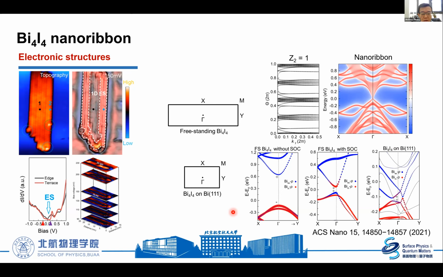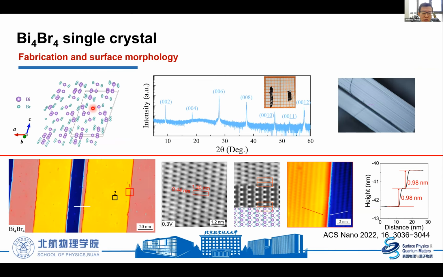Okay, from the view of application, we need to fabricate the nanoribbon with the support of a semiconducting substrate and with weak interlayer interactions between interface interactions.